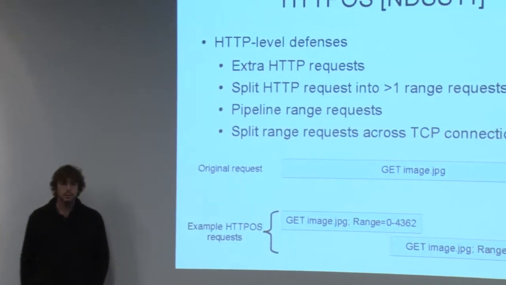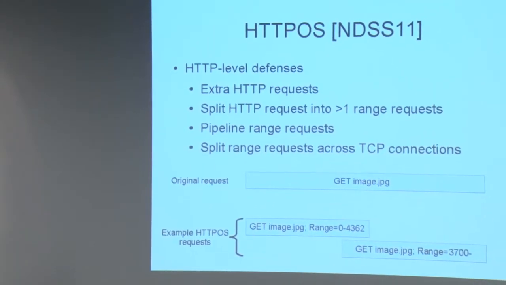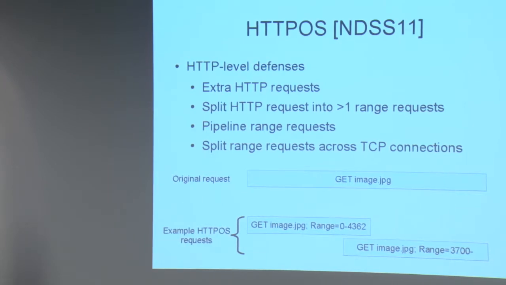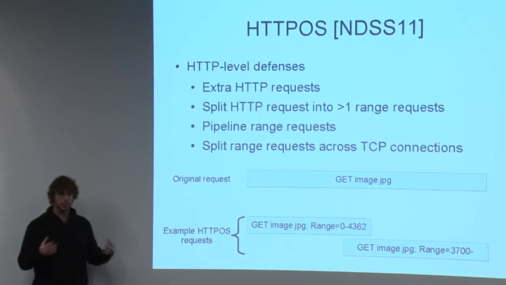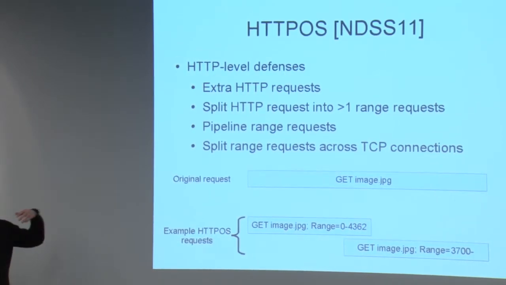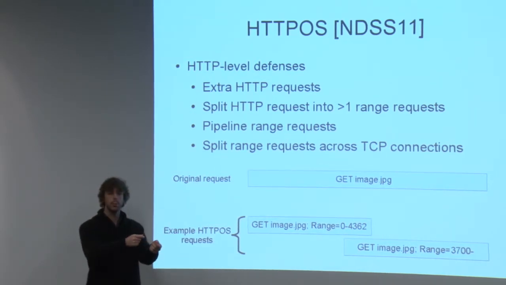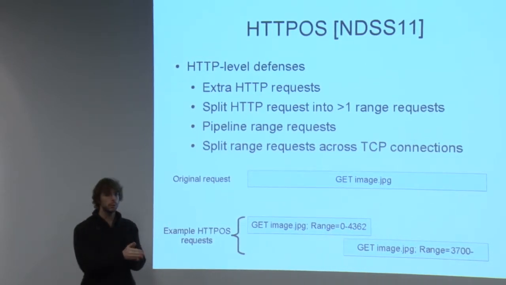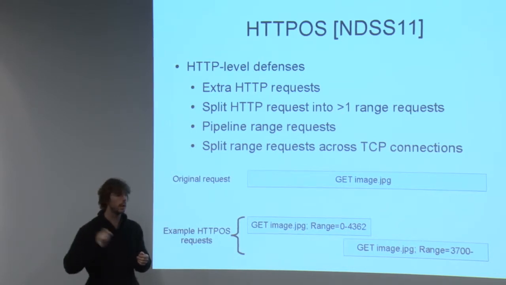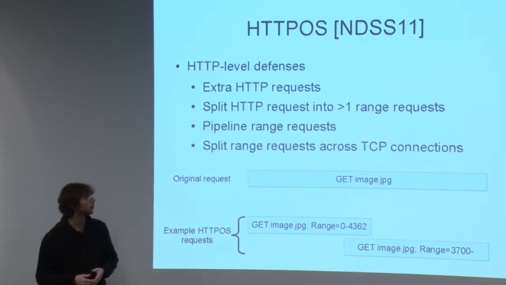More recently, there have been some HTTP level defenses. HTTPOS, published at NDSS, was kind of a kitchen sink approach to defending against fingerprinting attacks. So it sends extra bogus HTTP requests when you're loading a page. So if you go visit facebook.com, your browser will generate a bunch of requests. HTTPOS would act as a proxy that would forward those requests, but it would also insert extra requests for random things on the web. And those extra requests were intended to obscure what you were doing.